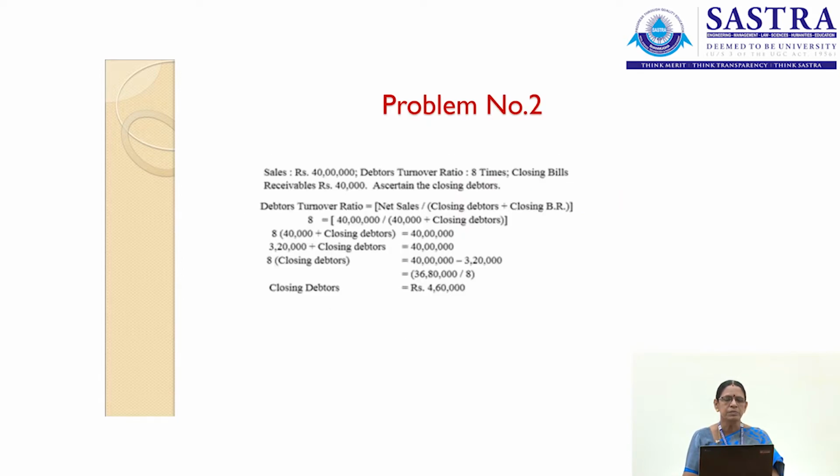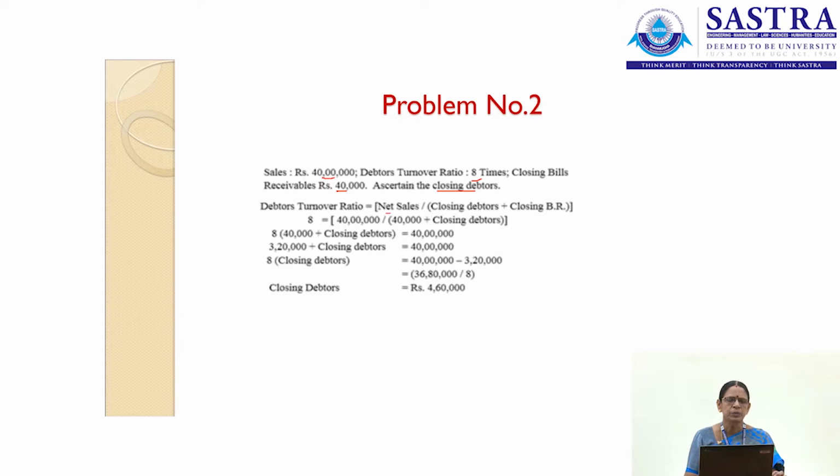Second problem, we have sales 40 lakh rupees, turnover ratio is 8 times, closing bills receivable is 40,000. Ascertain your closing debtors. Normally in debtors' turnover ratio, we take only the average debtors. Average debtors is opening debtors plus closing debtors by 2. Wherever debtors we mean, we include the bills receivable also. Now we don't have the information regarding the opening debtors and opening bills receivable. So we take the closing debtors and your closing bills receivable in the denominator.